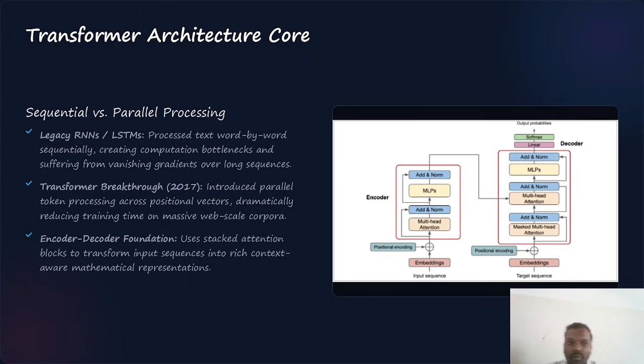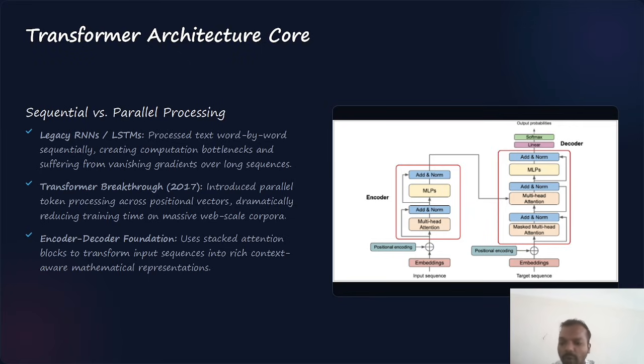Okay, now the transformer architecture core. Why did AI suddenly explode after 2017? It all comes down to the transformer architecture, introduced in the famous research paper, Attention Is All You Need.